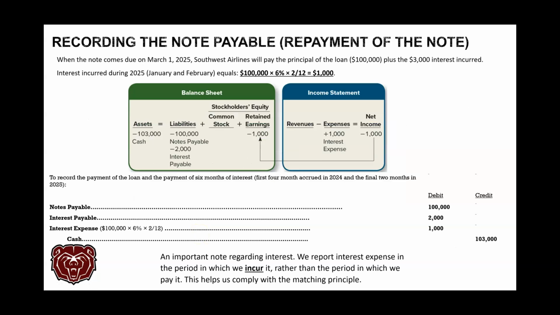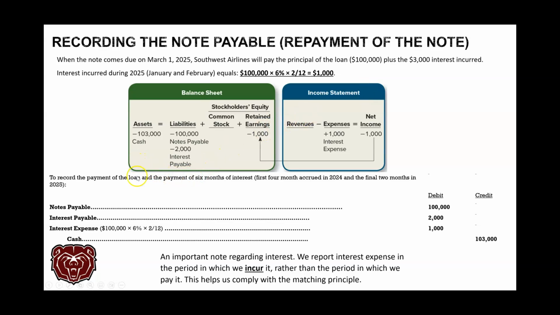So let's record the repayment of the note. This happens at the end of the period, at the end of that 6 months. So we've had that note for an additional 2 months in 2025, January and February. We're going to find out how much cost is associated with that. How much did they charge us in those 2 months to borrow their money? It's $1,000, the amount times the rate times the time. You'll notice that $1,000 plus the $2,000 payable equals the $3,000 of total incurred interest, what it cost us in total to borrow that money.